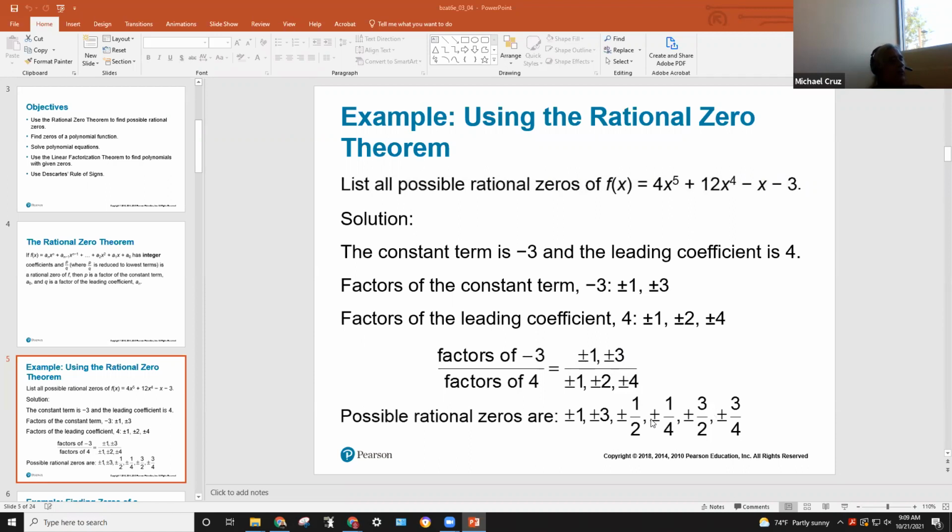So we got 1, 2, 3, 4, 5, 6, doubled because of the negative ones. So that's 12 possible zeros.